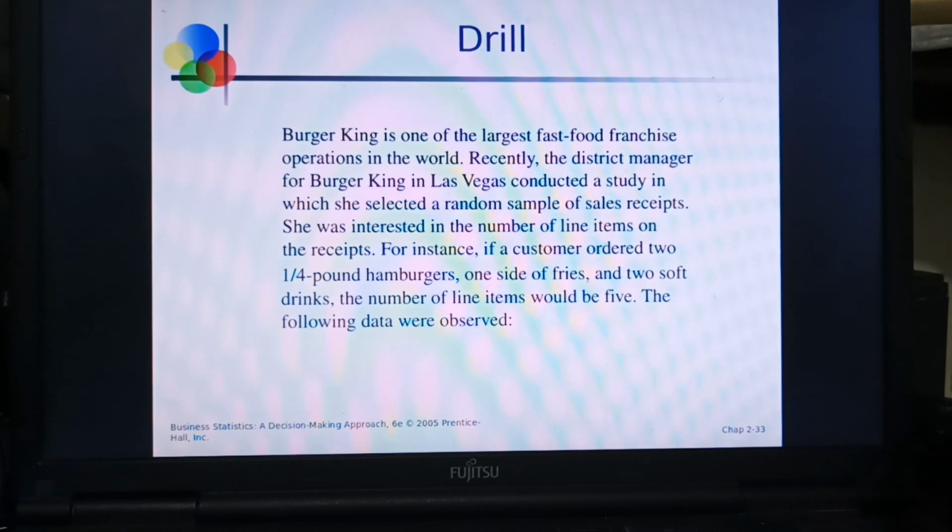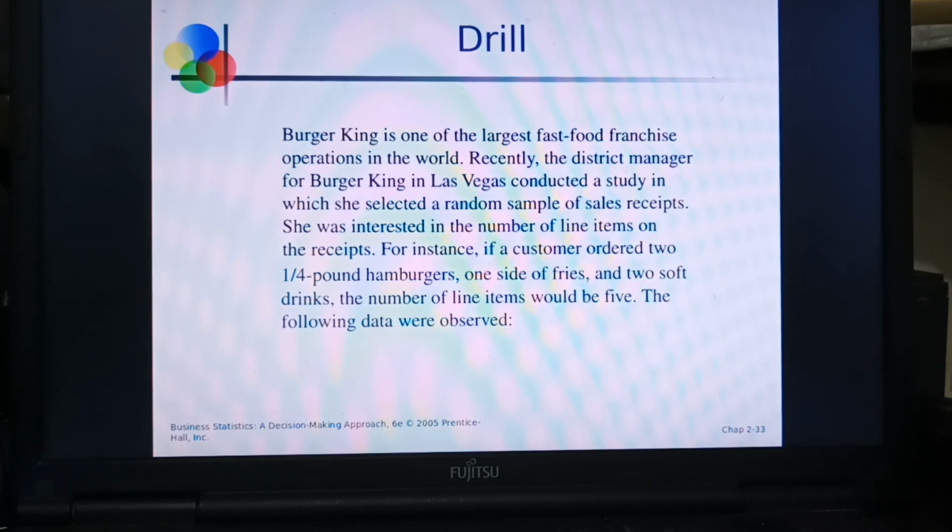Burger King is one of the largest fast food franchise operations in the world. Recently, the district manager for Burger King in Las Vegas conducted a study in which she selected a random sample of sales receipts. She was interested in the number of line items on the receipts. How many entries are on the receipts.